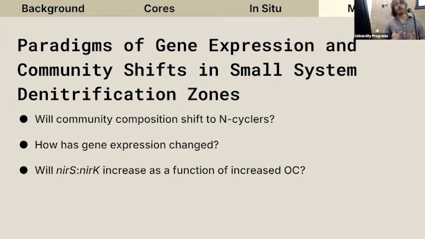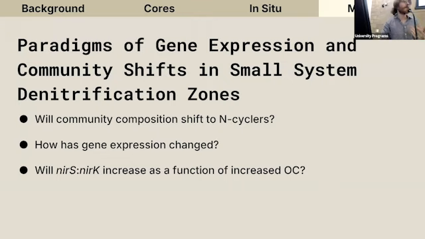So will community composition change to end cyclers? How has the gene expression changed? And will nirS to nirK ratios change? So nirS to nirK ratios can be used as a metric for complete denitrification to incomplete denitrification.